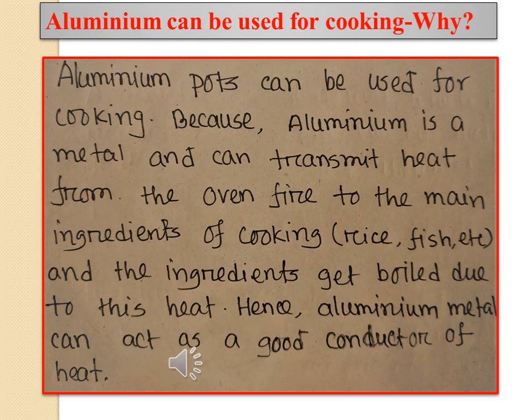Now, aluminium can be used for cooking. Why? Aluminium pots can be used for cooking in our day-to-day life because aluminium is a metal. It can transmit heat from the oven fire to the main ingredients of cooking, say rice, fish, etc. And thus the ingredients get boiled due to this heat. Hence, aluminium metal can act as a good conductor of heat.